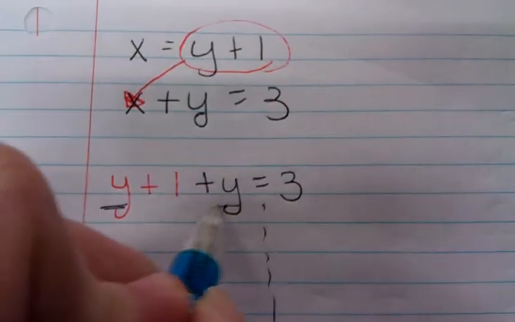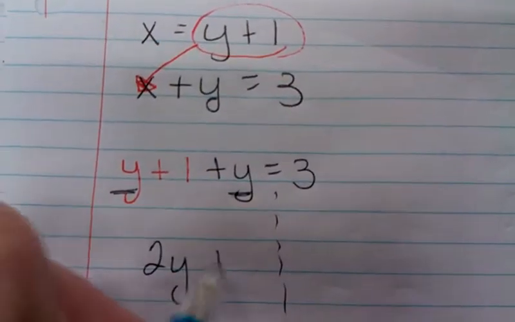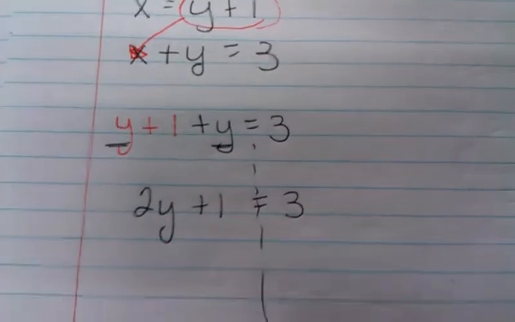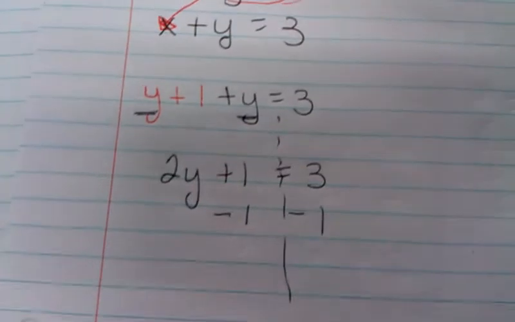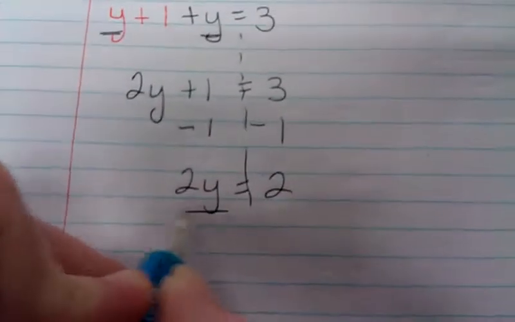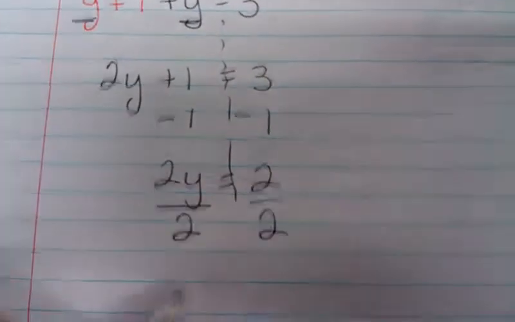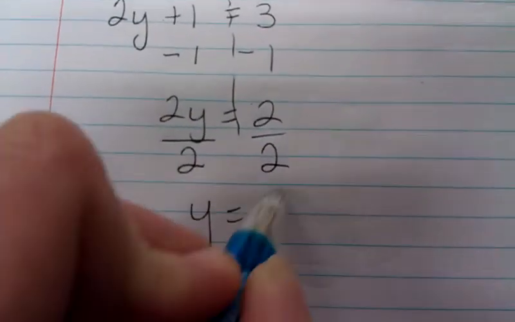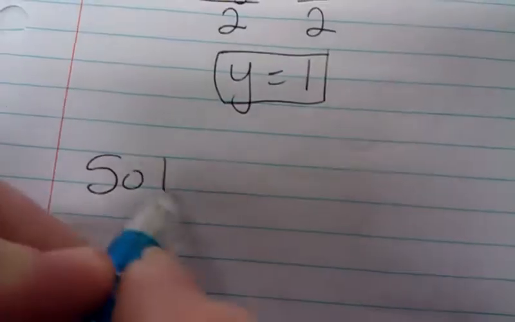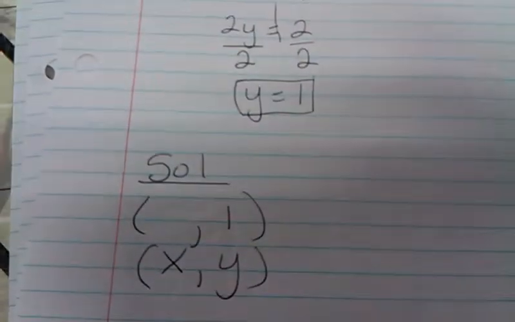From here, I'm going to treat it like a regular equation. I'm going to combine like terms, and I get 2y plus 1 equals 3. I will subtract 1 from each side. 2y equals 2. Divide by 2. Y equals 1. But we're not done. Our solution right here, I don't know what the x number is, because it's x, comma, y. I know that y equals 1.